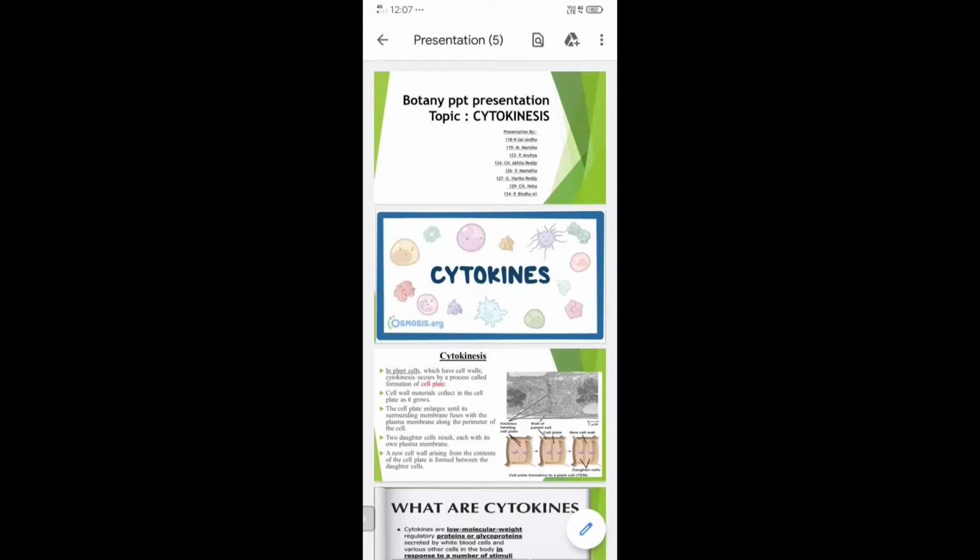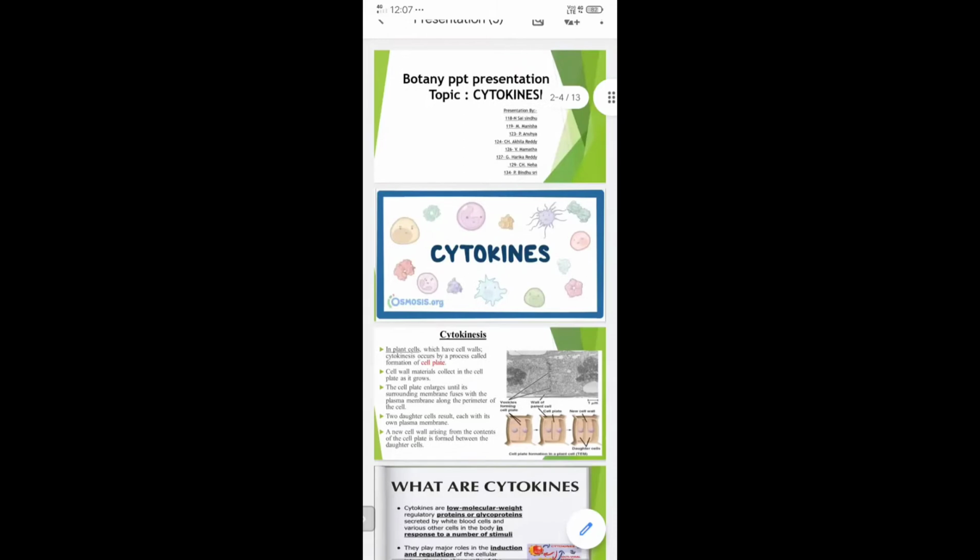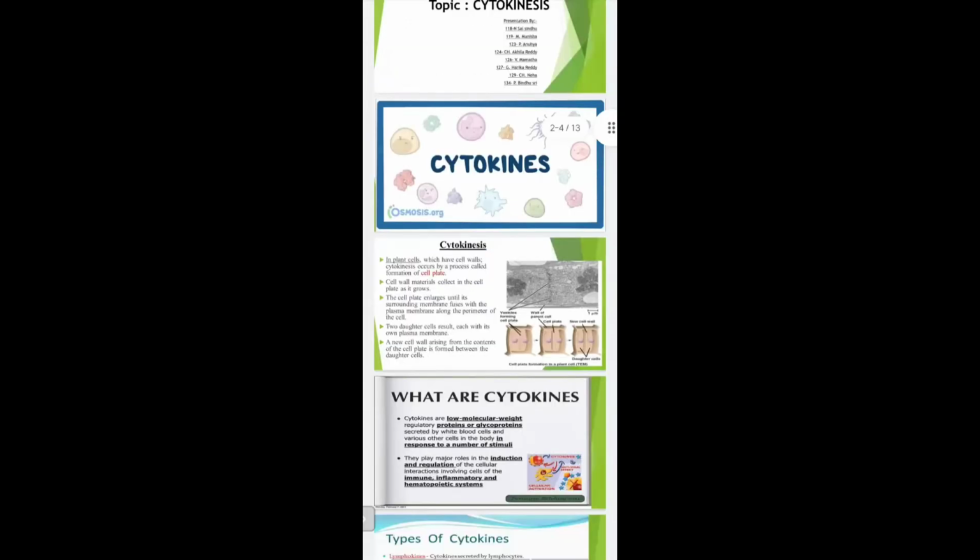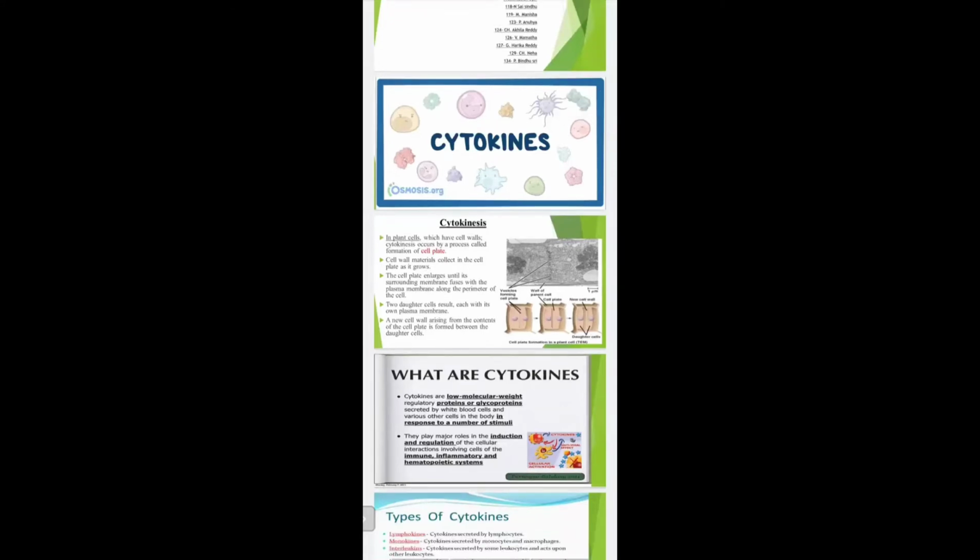Our topic is cytokinesis. Cytokinesis in plant cells, which have a cell wall, occurs by a process called formation of the cell plate. Cell wall material collects in the cell plate as it grows. The cell plate enlarges until its surrounding membrane fuses with the plasma membrane along the perimeter of the cell. Two daughter cells result, each with its own plasma membrane. A new cell wall arising from the content of the cell plate is formed between the daughter cells.